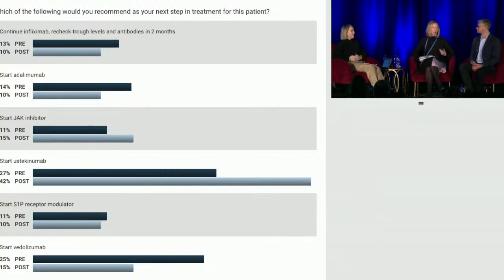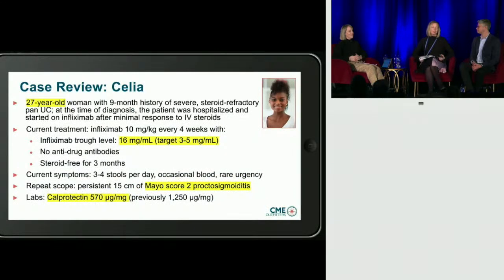I think for myself, for Celia, some of the keys here are that she had an adequate drug level, and she's not doing well. She has, as Marla talked about, not reached remission. This is a space where we need to be proactive, because she's not going to do well long-term if we continue to let her have active disease. And so adalimumab to me would not be the place to go, because she's already failed this mechanism of action of anti-TNF.